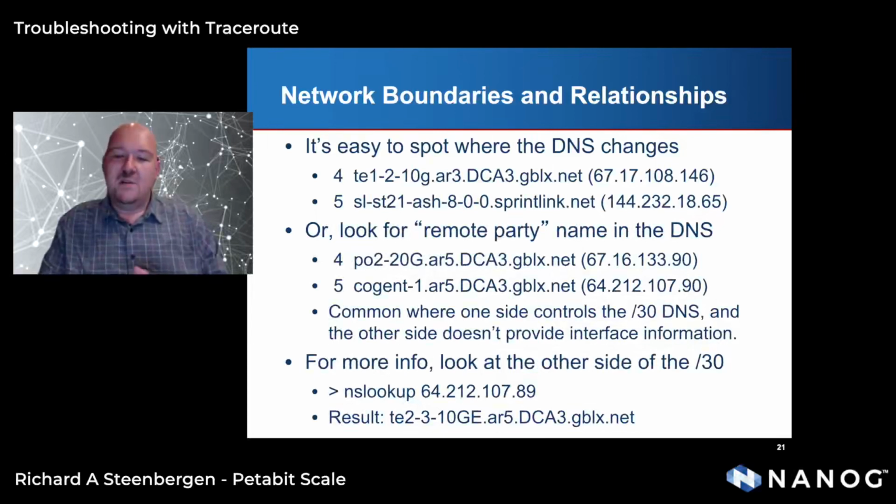And where you see that happen is where one side or the other provides the /30, and they get too lazy to go ask the other party, hey, what do you want your DNS to be? So they just set it to this convention. And a really easy way to look that up is to go to the other side of the /30. So here, if we have 107.90, the other side of that /30 would have been .89. So you go do a DNS lookup on that, and you can see that that's the other side of the Global Crossing interface. So you see that it came in PO2 and it went out 10 gig 2/3.